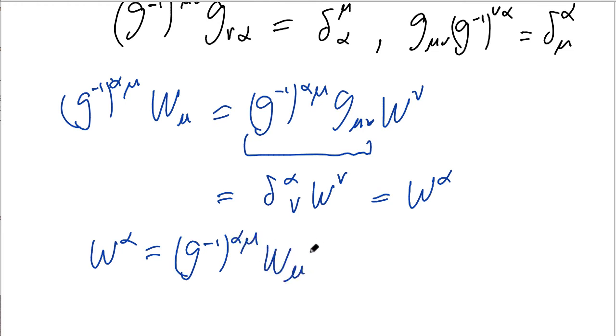So given a covector with components W subscript mu, we can produce a vector and that vector has components W superscript mu given by this expression. This process of producing a vector given a covector is sometimes loosely referred to as raising the index.